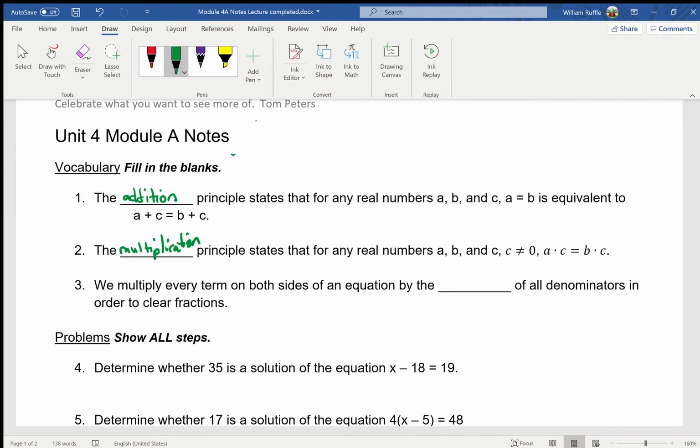But if we have an equation with fractions in it, we can multiply by the least common denominator and it gets rid of all fractions. It's a pretty good trick to know.